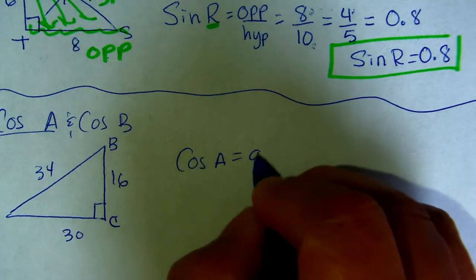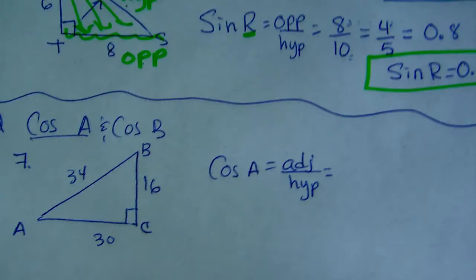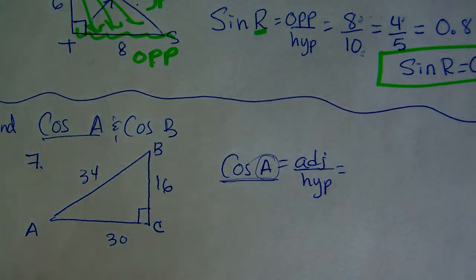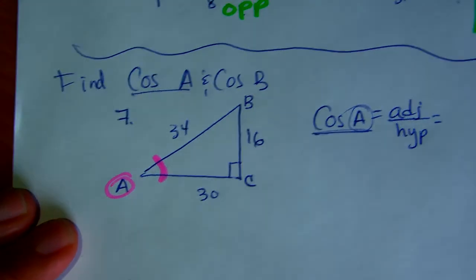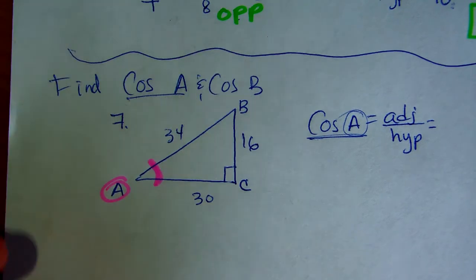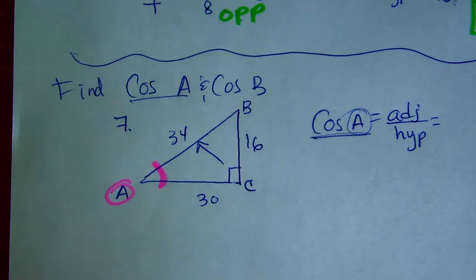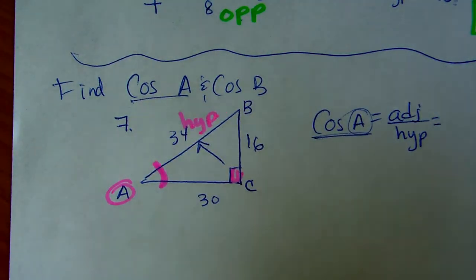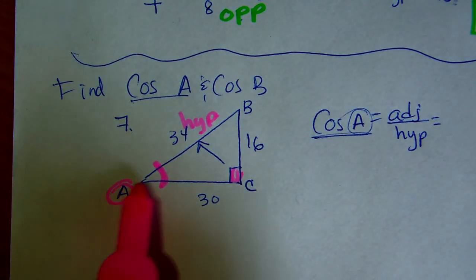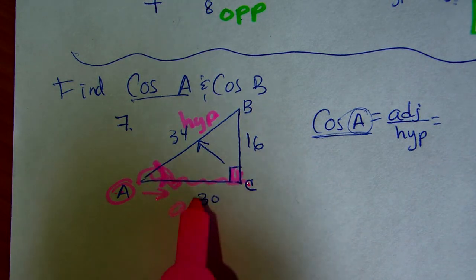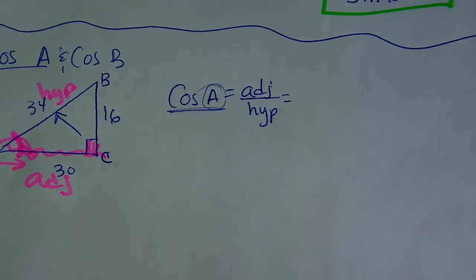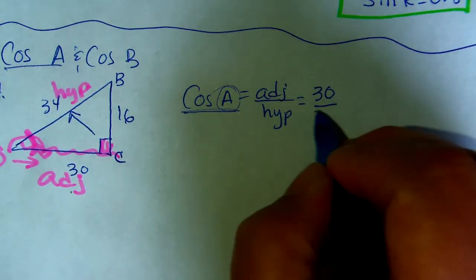Okay, so I'm going to write it over here. Adjacent over hypotenuse. You need to identify where is angle A. And angle A is right here. In relation to this angle, your hypotenuse is this side right here, the one that is across from the right angle. Remember, label first. Now, in relation to this angle, the side that is right next to you is the adjacent. Now that we labeled, adjacent is 30 and the hypotenuse is 34.